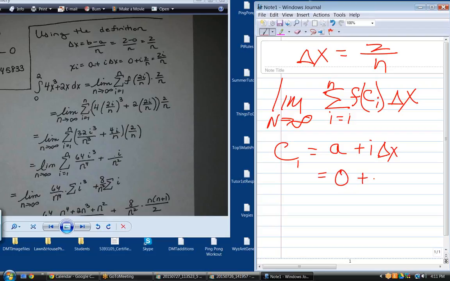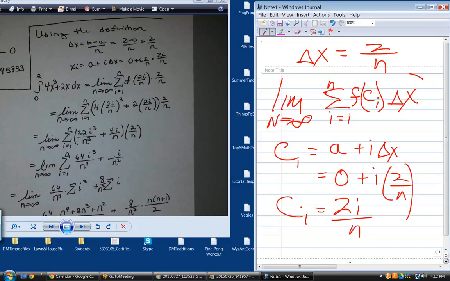Okay. And I don't know what I is. It's the ith interval, but I know what delta x is. Delta x is 2 over n. So c sub I is 2I over n. You with me? Okay, so we have c sub I defined as a function of I and n.